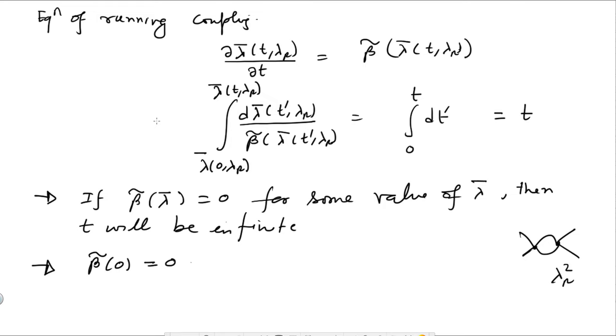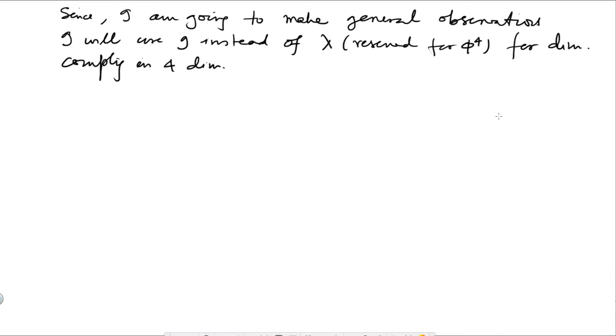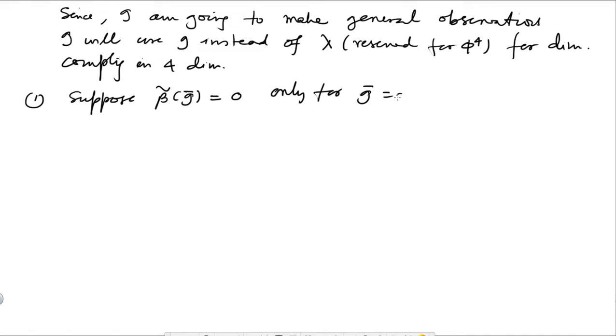Let's go back. As I said, if beta tilde vanishes for some value of lambda, then this T is infinite. Let's see what it means. Suppose beta tilde of G bar, where G bar is the running coupling (instead of lambda bar, I'm writing G bar), is equal to 0 only for G bar equal to 0. So beta tilde vanishes only when the running coupling vanishes, or equivalently, the coupling constant vanishes.